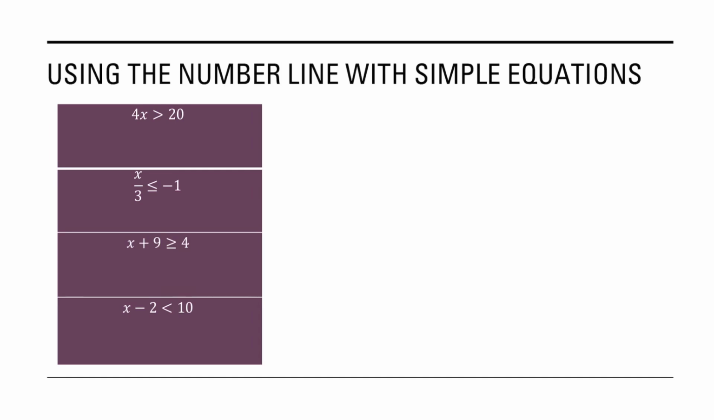To solve them with x, you really just have to pretend it's an equal sign and then solve for x. So for example, in this first one, it's 4 times x is more than 20. All I'm going to do is divide both sides by 4.